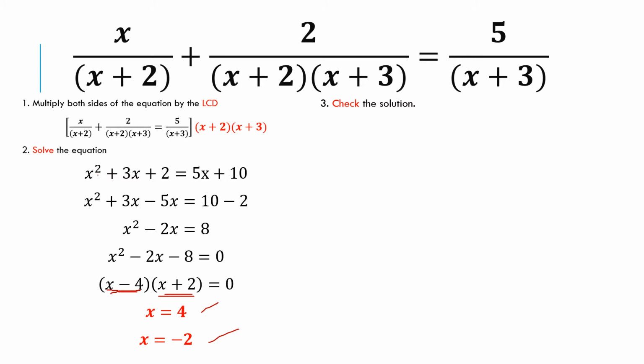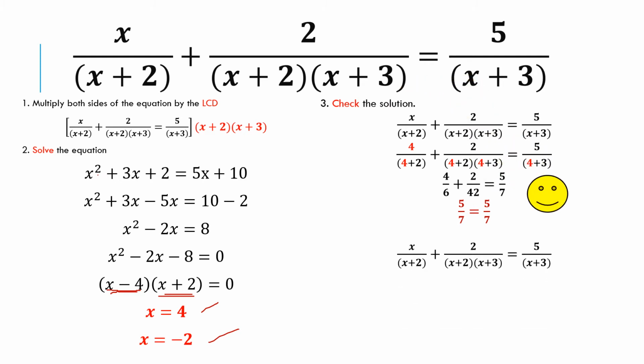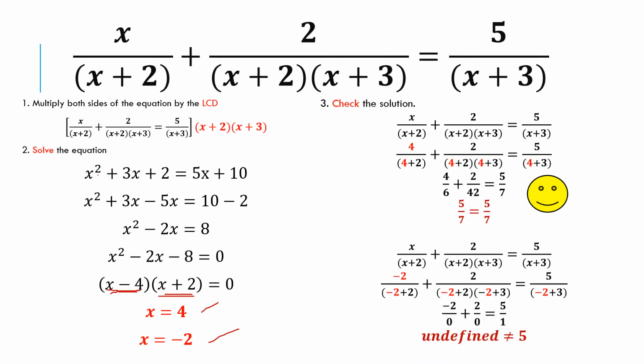Now, let's check the solution. Let's plug in the solution to the original equation. Plugging in yung 4. So, we have here, ito. Plug in natin ng 4. Ano kaya ang kanyang sagot? Ito. So, it turns out 5 over 7 equals 5 over 7. So, it checks out. And for x equals negative 2, plug in natin. Ang sagot niya, it is undefined.